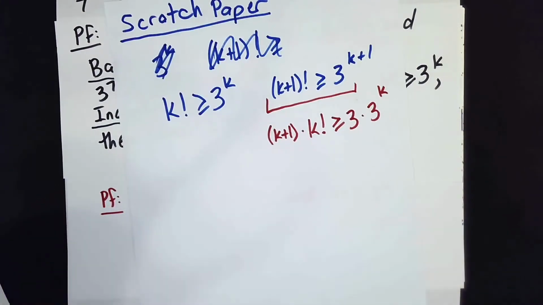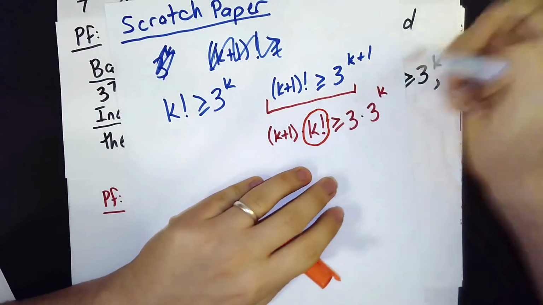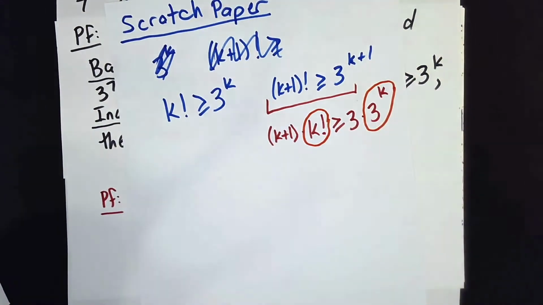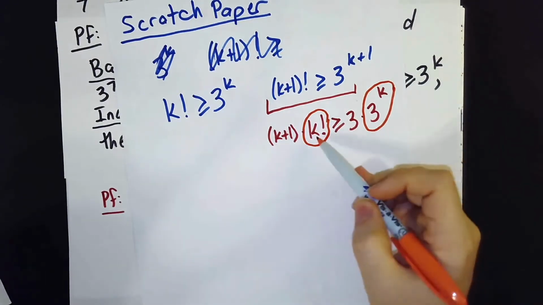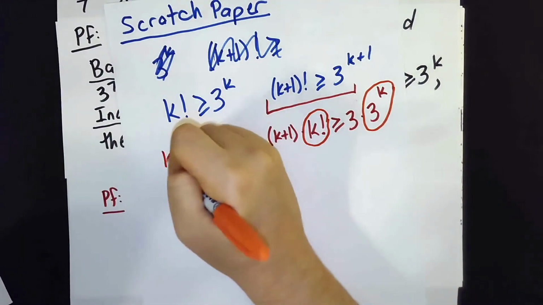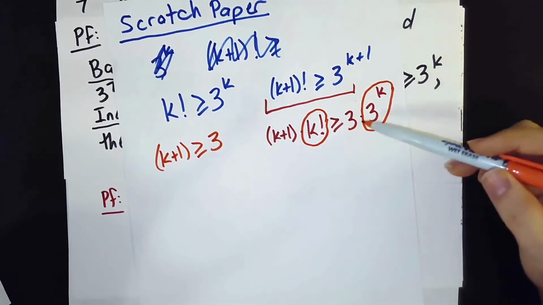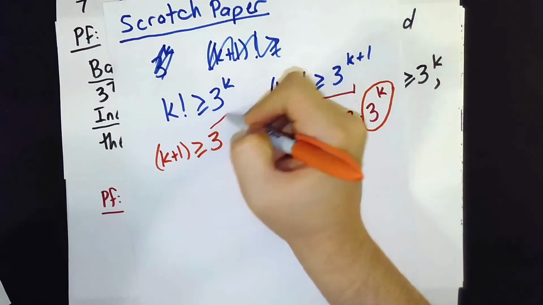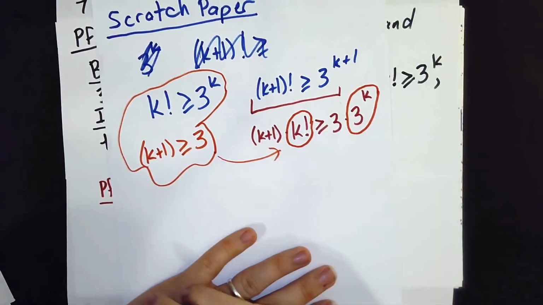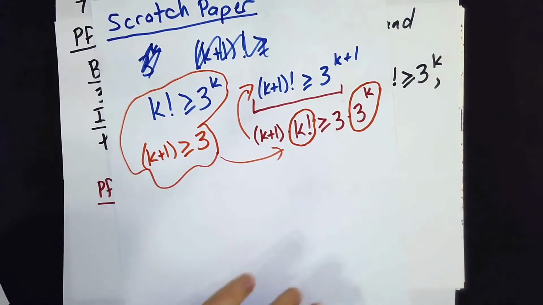And so what I want to point out is that our original pieces have appeared. There's a k factorial. There's a 3 to the k. And so what happened here is that somehow we've, quote-unquote, multiplied this inequality by k plus 1 is greater than or equal to 3, I guess? That is to say, if I just multiplied these two inequalities together, I would just get that, which would give me that.